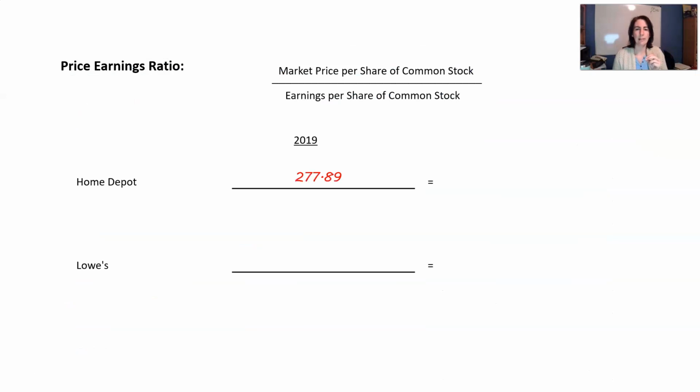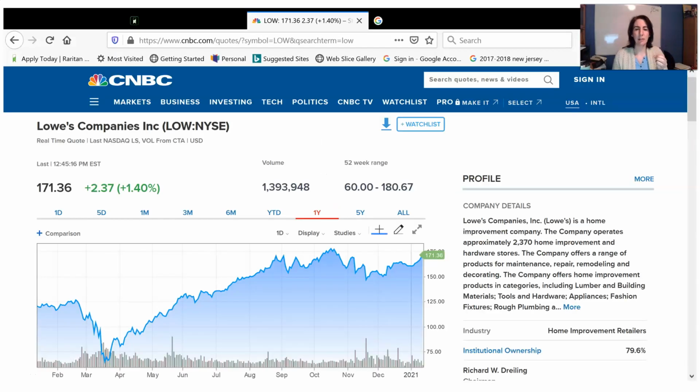All right. So the idea of PE ratio is the price divided by the earnings per share, 277.89 divided by earnings per share. So you need that earnings per share number in order to come up with the PE ratio, 23.99. So the idea is that the price of the stock is almost 24 times higher than what the company earns for every shareholder, the earnings per share. Pretty high, right?